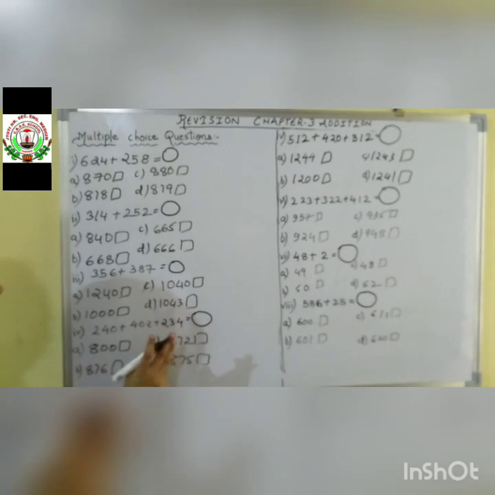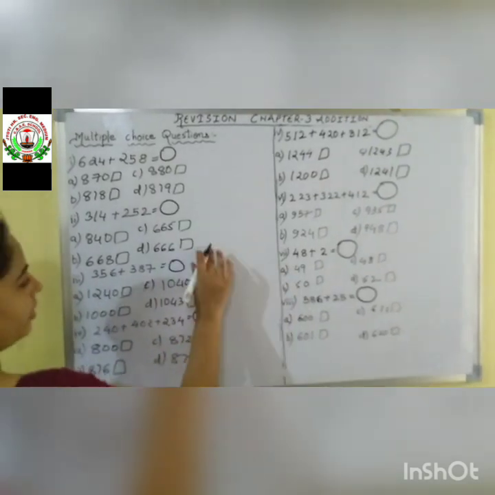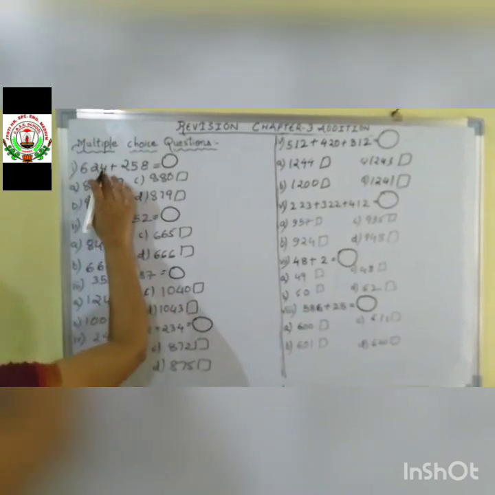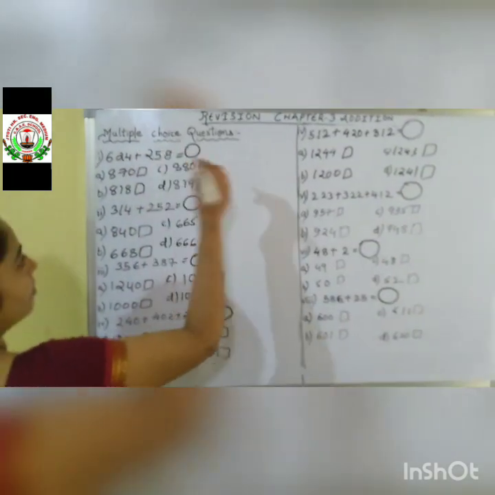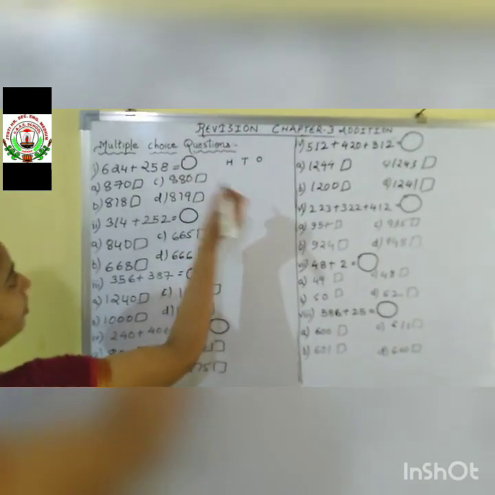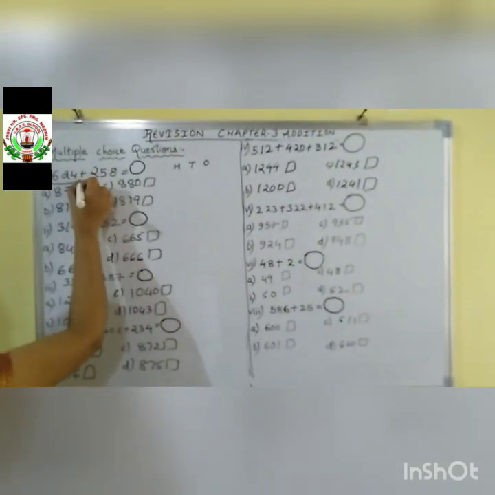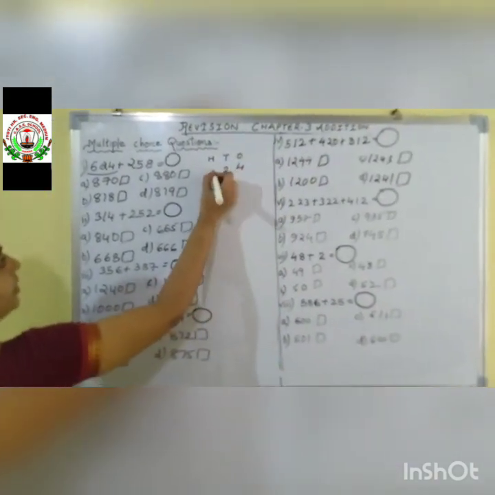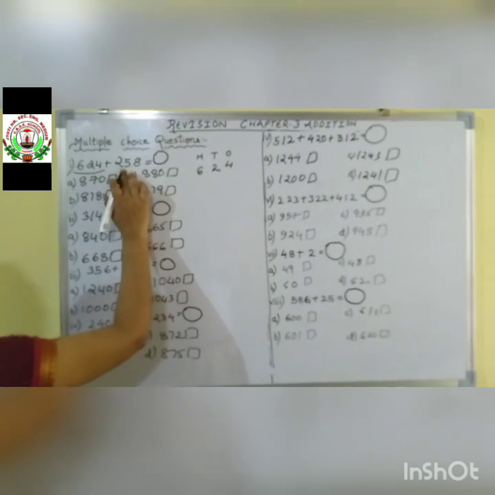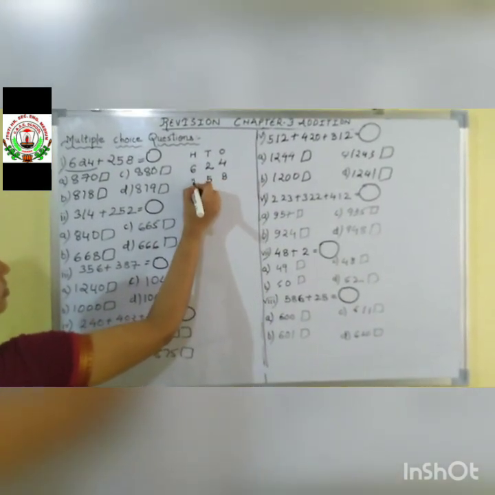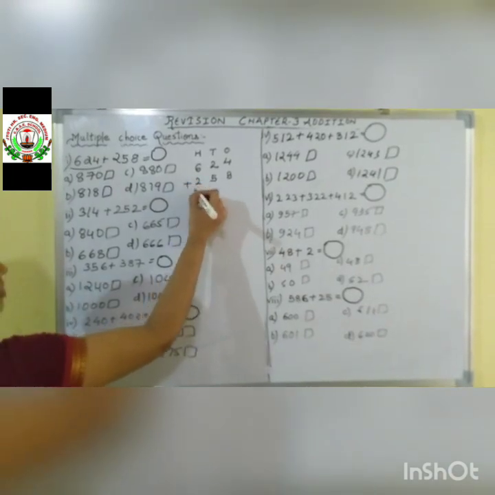So children, now we will do 3-digit number addition. 3-digit means hundreds, tens and ones. Let us do the first question. 624 plus 258. First give the place values: hundreds, tens and ones. Then write down the first number 624: 4, 2 and then 6. Next number 258: 8, 5, 2. Got how to write it down?